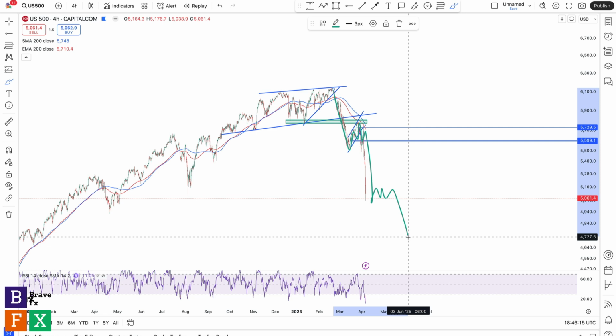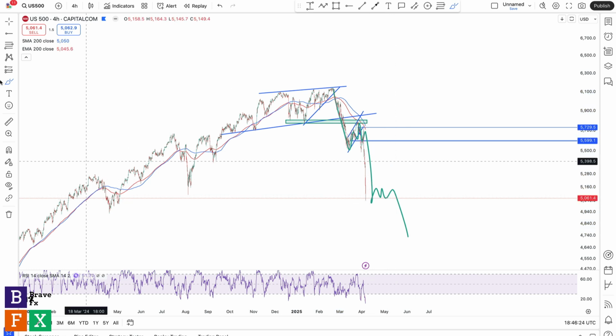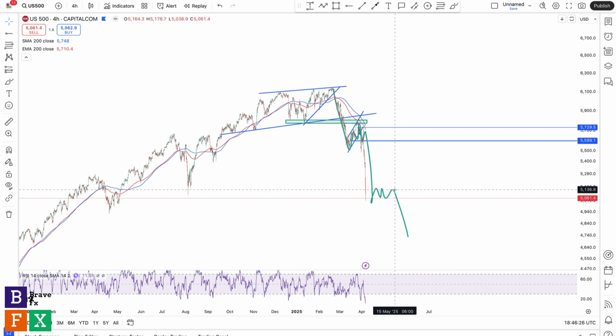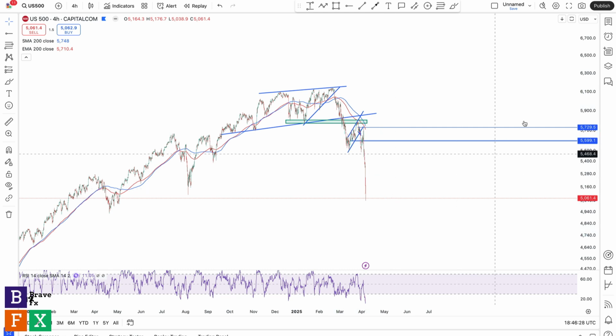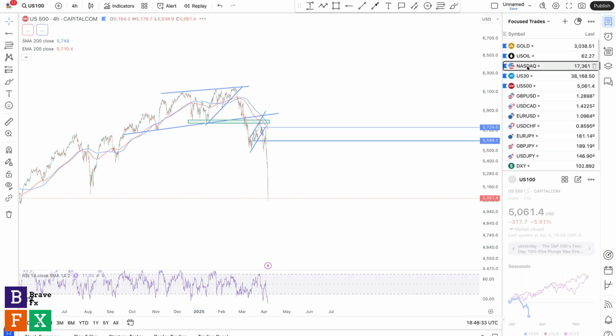It may not happen, it may happen, it may take a while to happen, but you are better off waiting for something like this before picking an entry to go short, right? Because it gives you a better risk to reward ratio. So similar thing applies to US Nasdaq, so US 100. So this will be Nasdaq, yeah.